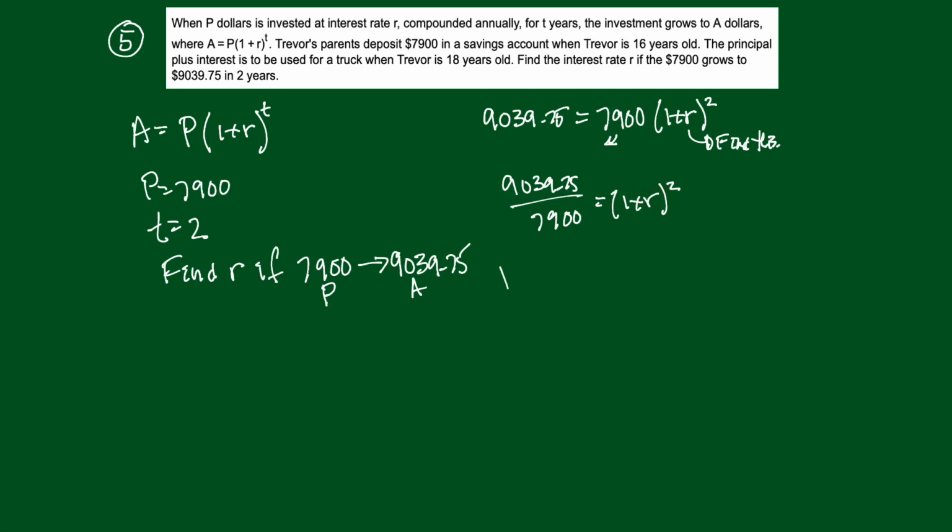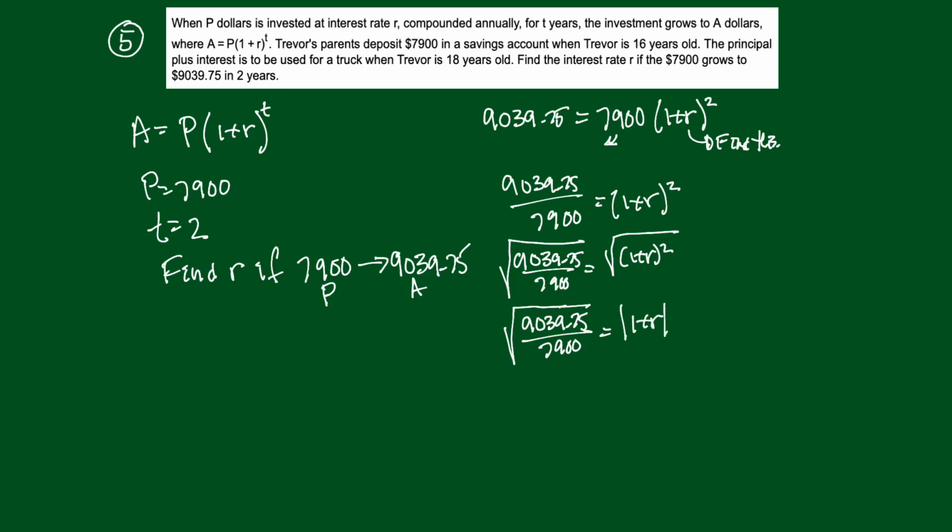So let's do this. We'll have the square root of 9039.75 over 7,900 is equal to the square root of 1 plus R squared. Now, this will give us the square root of this number, 9039.75 over 7,900. This is equal to, on the right side now, the square root of the square gives us the absolute value of 1 plus R.